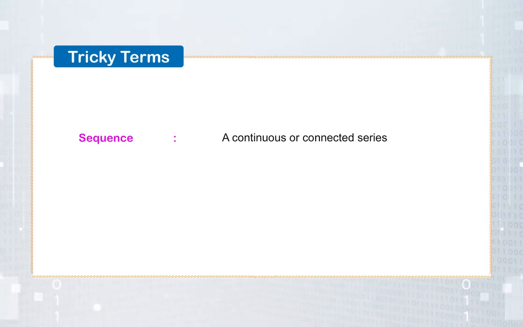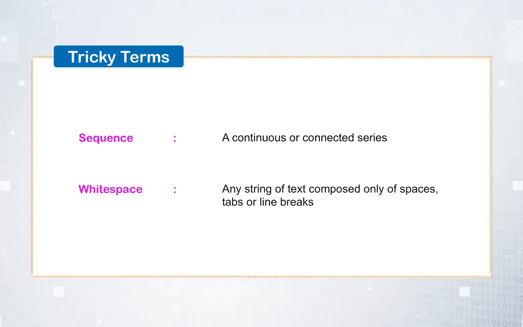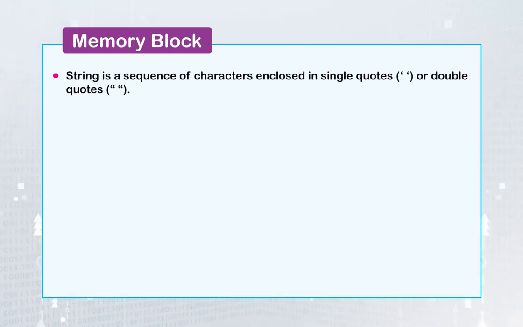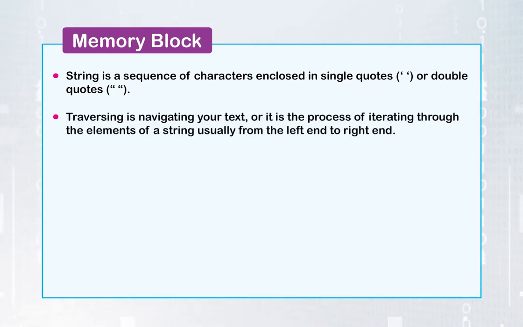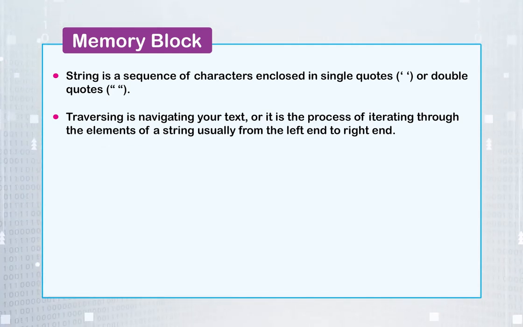Tricky terms. Sequence: a continuous or connected series. White space: any string of text composed only of spaces, tabs or line breaks. Memory block. String is a sequence of characters enclosed in single quotes or double quotes. Traversing is navigating your text, or the process of iterating through the elements of a string, usually from the left end to the right end.